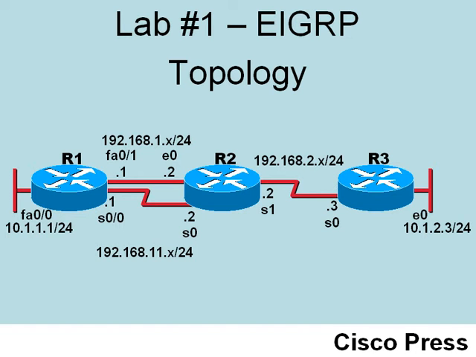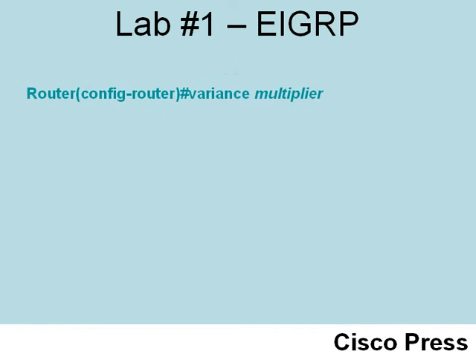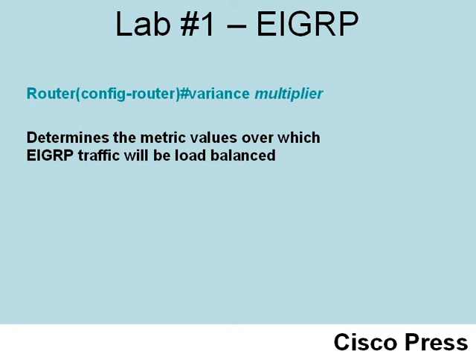With variance, we can say, even though the metric is better on one link, if the metric of the other link varies by a certain factor, we will send packets across that link as well. Here's how we set it up. In router configuration mode, we say variance and then give this multiplier. The multiplier says, how many times worse can a metric be on another link and still load balance across that link? As an example, just to make the math easy, let's say that the metric to cross one link was a metric of 10 and the metric to cross another link was a metric of 20. But let's say that we specified a variance of 3. If we multiply 3 by the metric of the best link, 10 times 3, that's 30. The metric of our other link is 20. That's less than 30. As a result, we could load balance across both links.